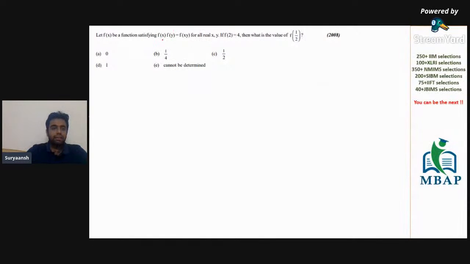Basically, what's given here is f(x) into f(y) is f(xy), and f(2) is equal to 4. There are two methods in which we can solve the question. Both the methods would be fine. One method is sure shot, that will definitely give you the right answer. Another method is a kind of shortcut that will take less time, but there might be a certain risk because one of the options is also 'cannot be determined'.